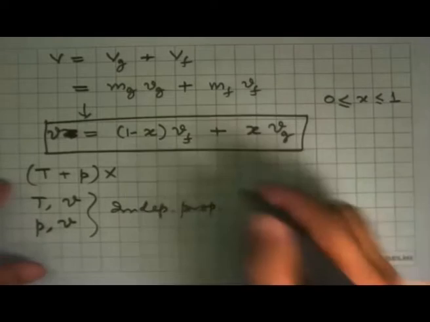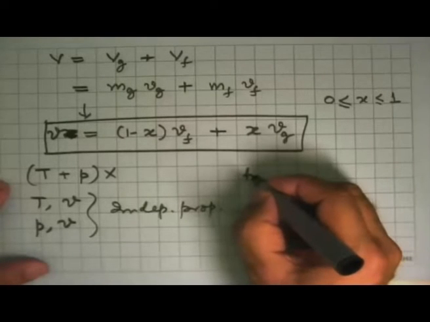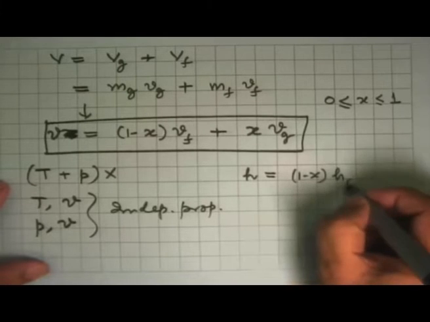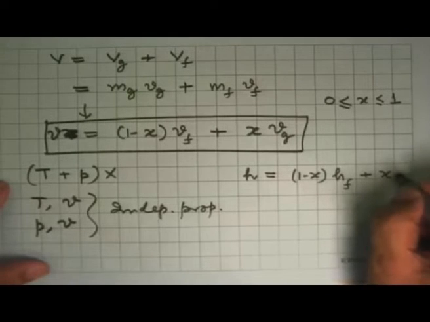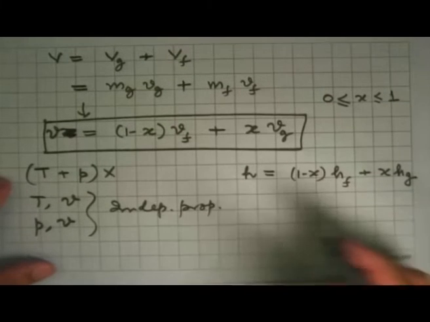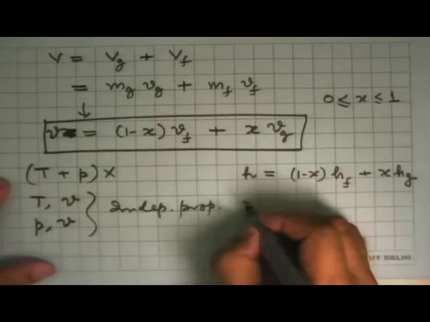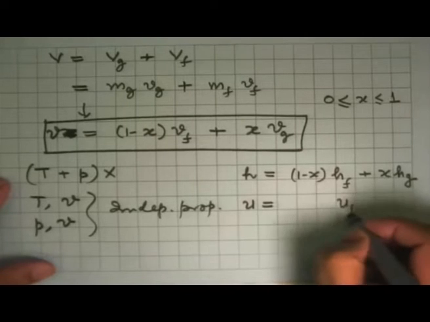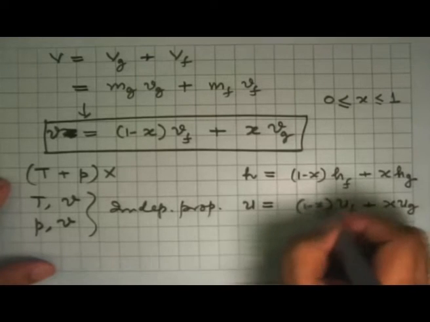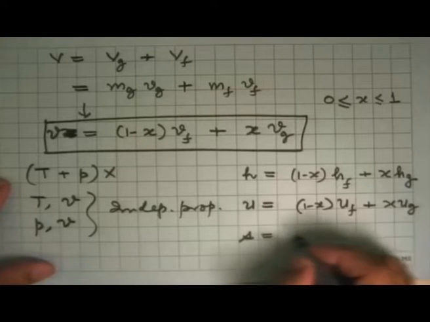One can make a similar argument and show that h of the mixture is (1 minus X) times hf plus X hg. The specific enthalpy can be calculated that way. For specific internal energy, you do exactly the same thing. For specific entropy, we do the same thing.